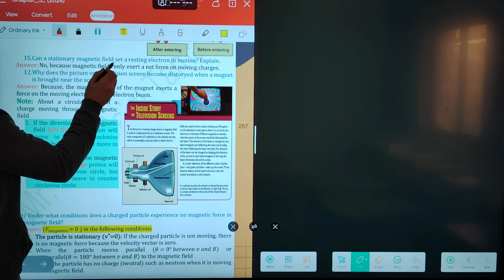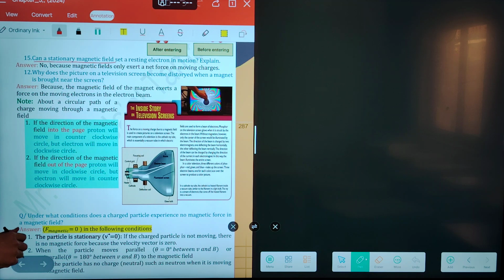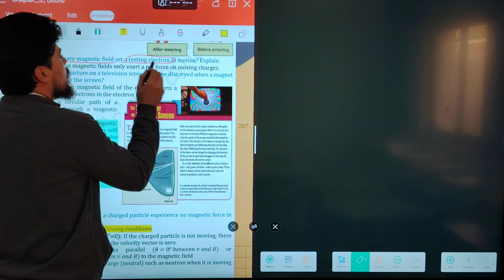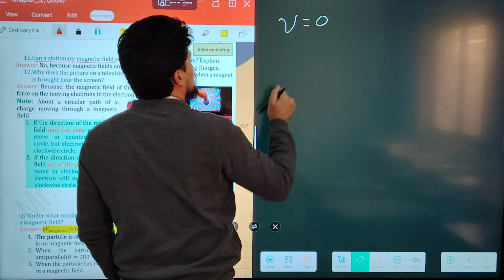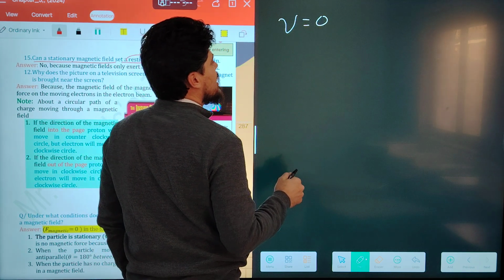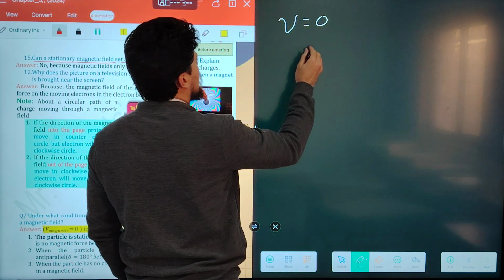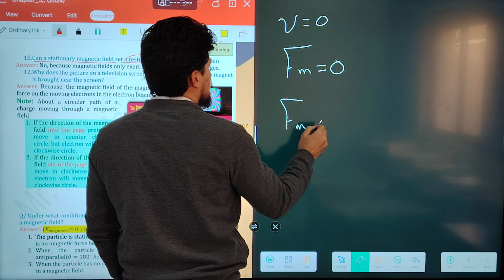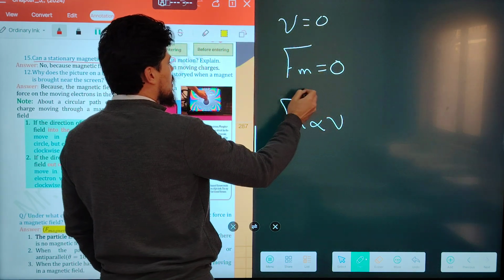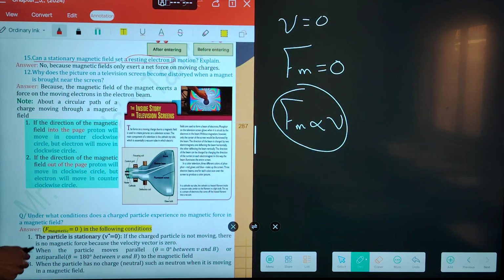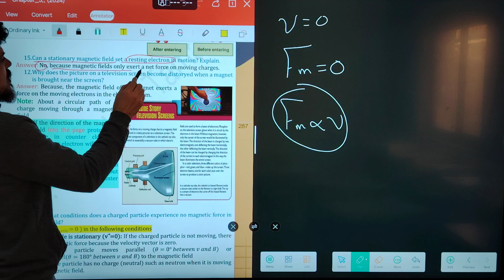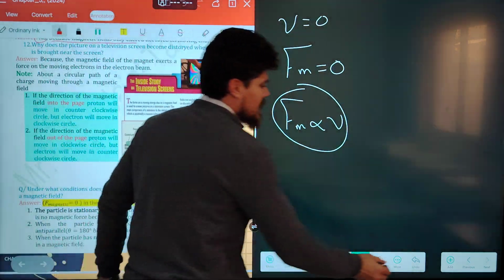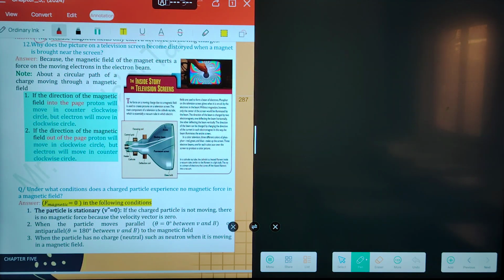Can a stationary magnetic field set a resting electron in motion? What do you mean by resting electron? Resting electron, speed of electron is 0. Can a stationary magnetic field exert a force on a resting electron? No. There will be no magnetic force, guys. Why? Because magnetic force depends on the speed. If speed is 0, magnetic force is also 0. A magnetic field only exerts a force on a moving charge, not a stationary charge. For a stationary charge, we don't have magnetic force, even if we have a magnetic field.